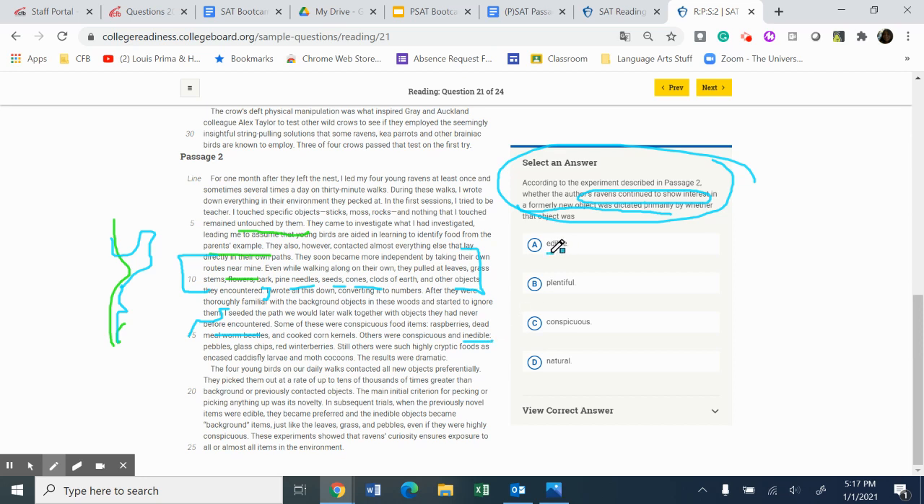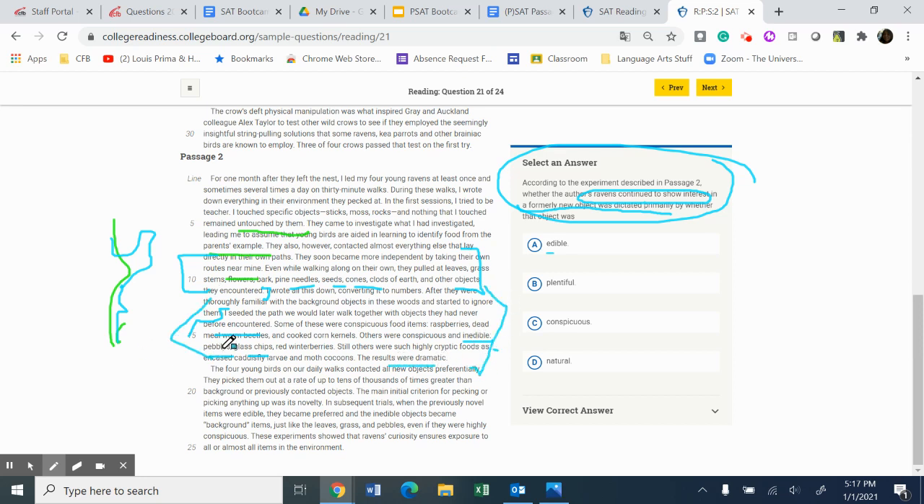Oh, wait, there's a word here, so I'm wondering if that's connected at all, so I have to be careful here. Others were conspicuous and inedible, like pebbles, glass chips, red winterberries. Still others were highly cryptic foods, such as encased caddisfly larvae and moth cocoons. The results were dramatic. This is the experiment that we were talking about, this author.